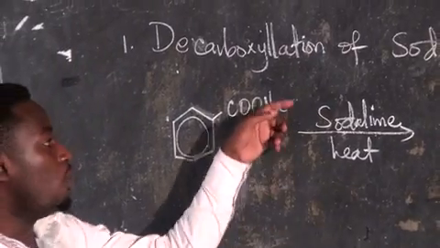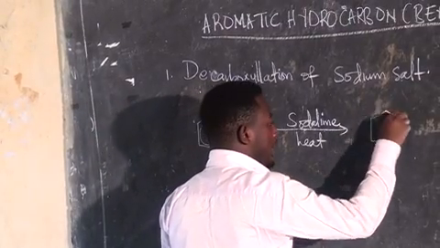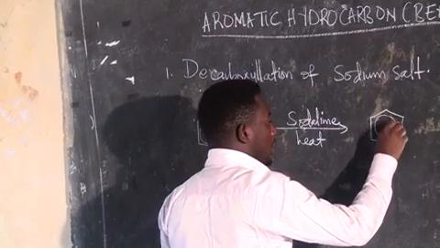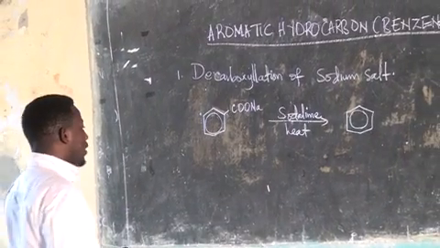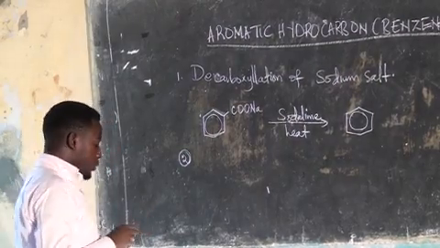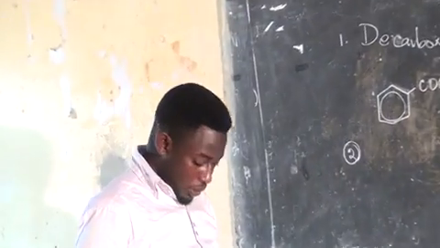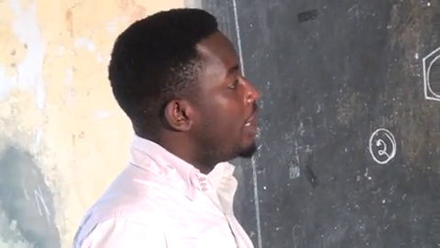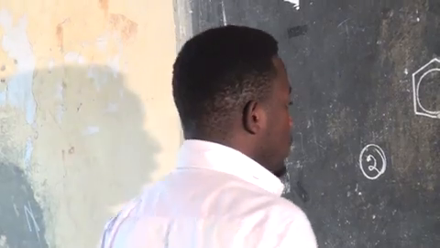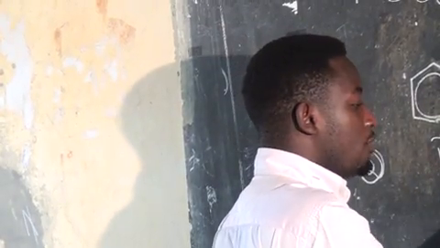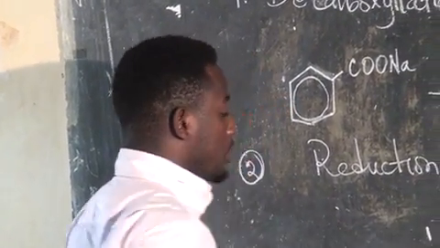It is used to remove the carboxyl group on the compound, and therefore we just remain with our benzene. I hope that is okay. That is our first step. Our second step, we can get it from phenol. We can use zinc. In presence of heat, we are able to reduce phenol to benzene. So you can say our second one is reduction of phenol.